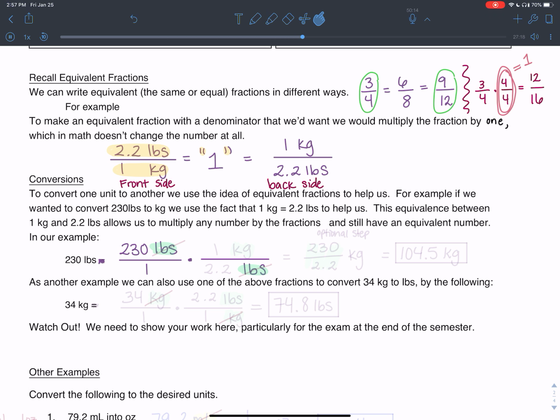So that means 2.2 pounds goes in the bottom and 1 kilogram goes in the top, which allows me to then cancel the pounds, because it cancels just like in math. And what I'm left with is units of kilograms. So when we're all said and done, what I have is 230 times 1, which is just 230, over 1 times 2.2, kilograms.